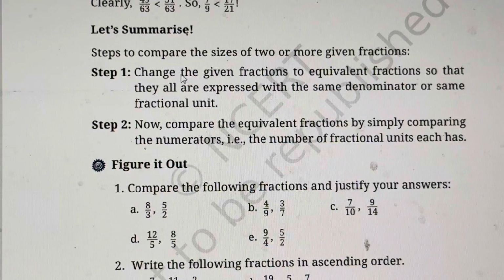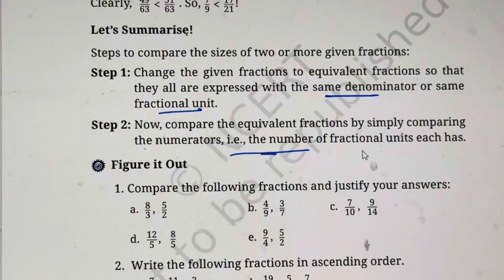So let us just summarize the steps. First, to compare two or more given fractions, there can be 3 or more fractions, change the given fractions to equivalent fractions so that they are all expressed with the same denominator or same fractional unit. And then you can compare the numerators. The greater the numerator, the greater the fraction, right?